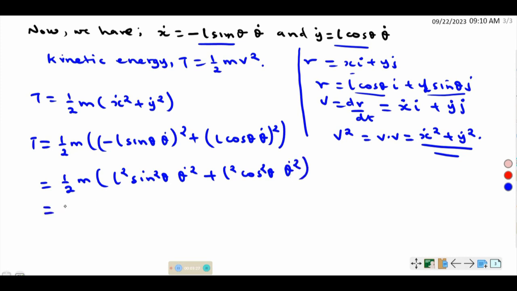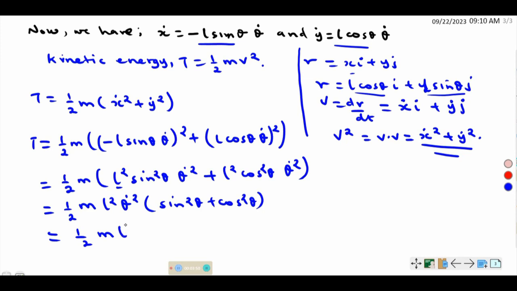Now from here, we can still simplify this further. We realize that L squared and theta dot squared are common, so we can simply factorize out L squared theta dot squared and have this as sine squared theta plus cos squared of theta, and this one will give us a half m L squared theta dot squared. This one here is the same as having 1, so our kinetic energy will be a half m L squared theta dot squared.